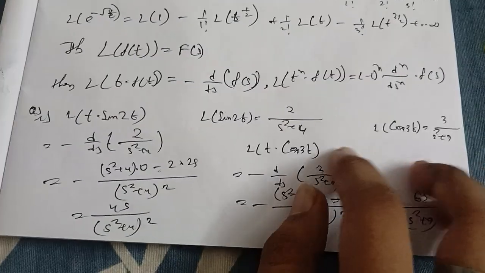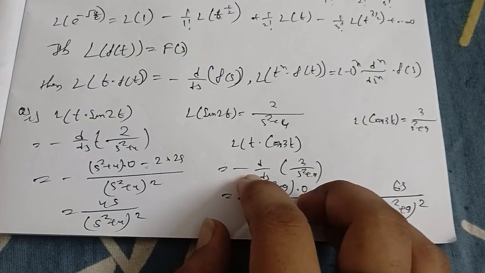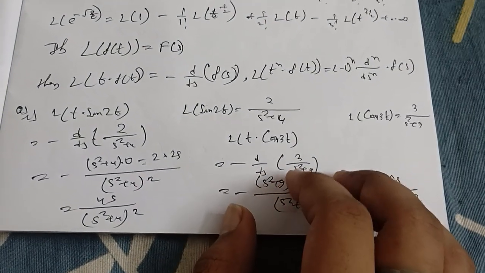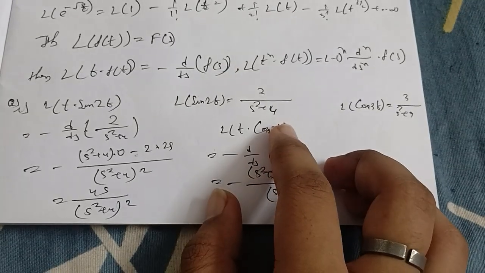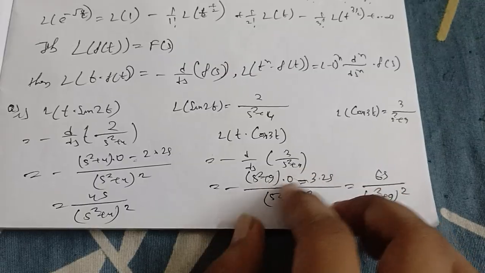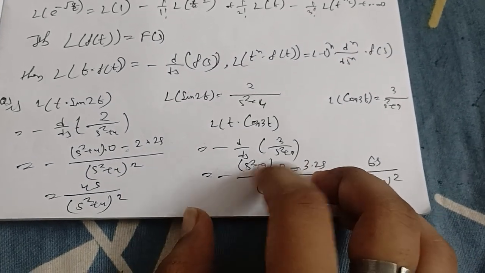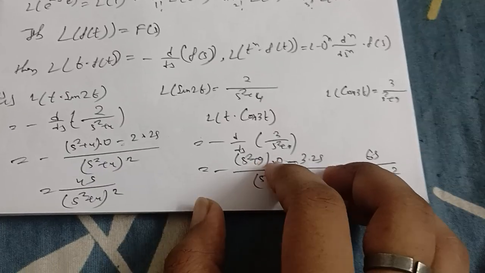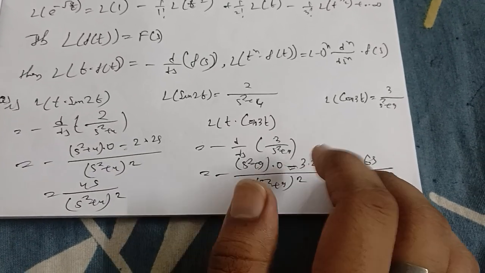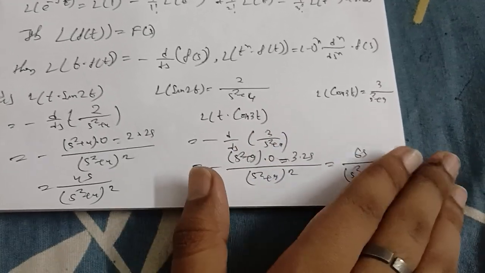Okay, done. And Laplace of t dot cos 3t, so it is minus d by ds. Laplace of cos 3t is equal to 3 by s square plus 9. So minus d by ds of 3 by s square plus 9 is equal to minus, here s square plus 9 the whole square, s square plus 9 into differentiation of 3, which is 0, and minus 3 dot 2s. So this is 0, and minus minus plus. So it is 6s by s square plus 9 the whole square. So it's done now.